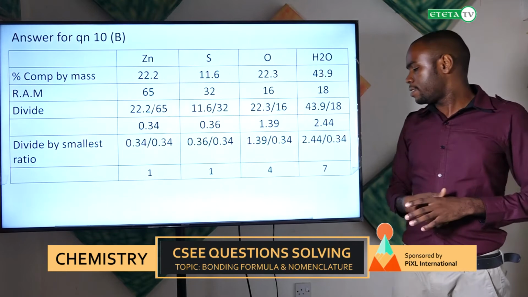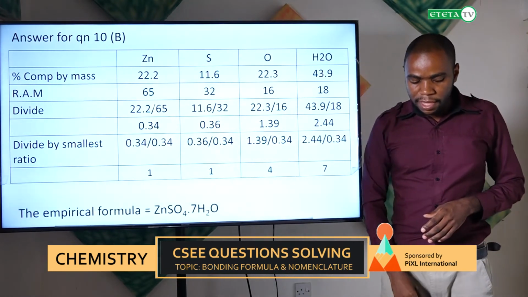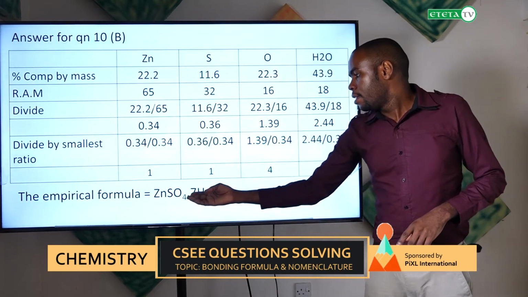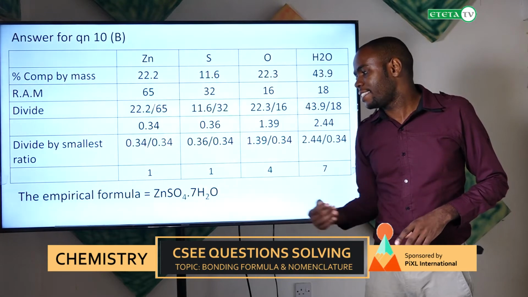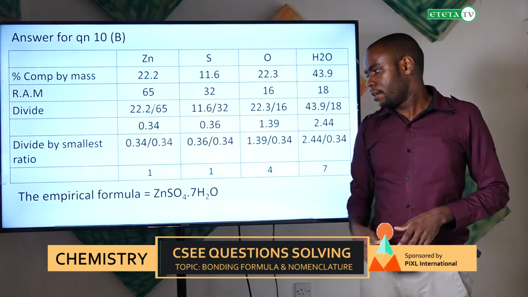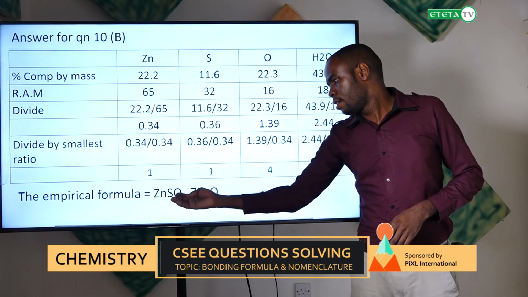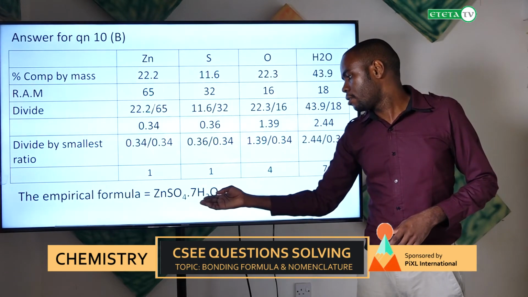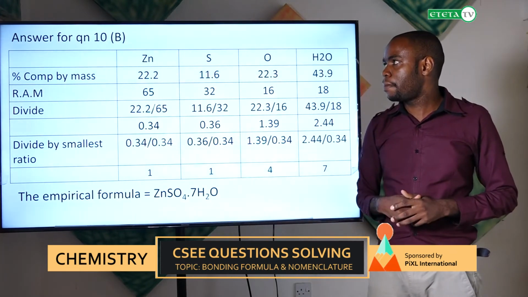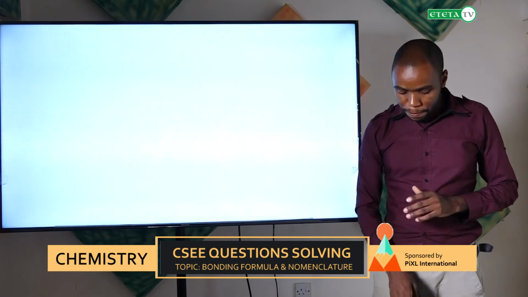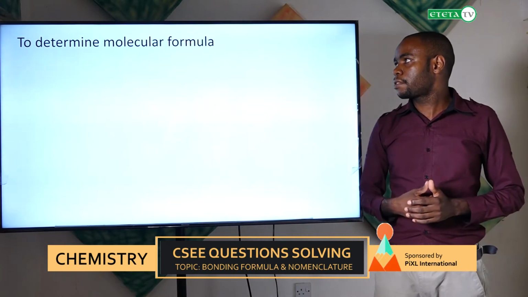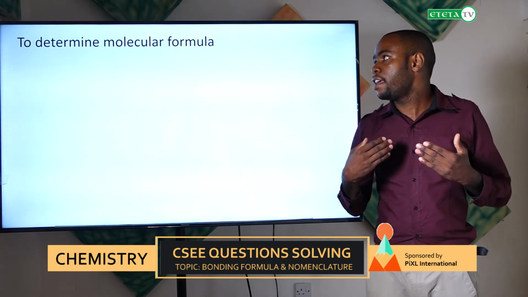For that case, the empirical formula is zinc sulfate heptahydrate. Zinc sulfate 7 water: ZnSO4.7H2O. So this one here is the empirical formula. Now, after obtaining the empirical formula, what we are going to find is the molecular formula, because the question asks you to determine the molecular formula.